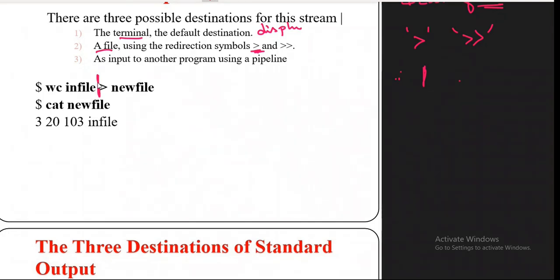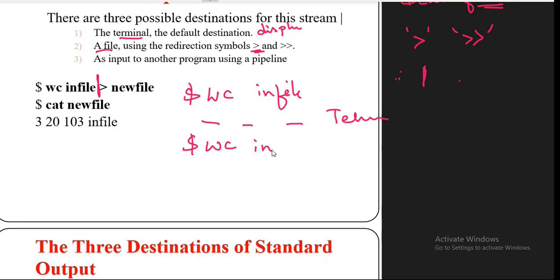Now, in case you want to display, I'm just explaining with respect to these three methods of representing the standard output. wc in file. Here the standard output is the display. It will display the number of lines, words and characters on the terminal or on the screen of your system. That is one case.